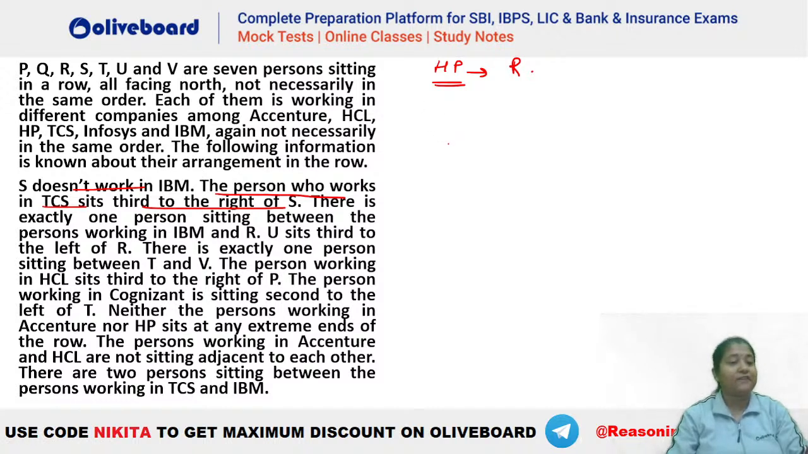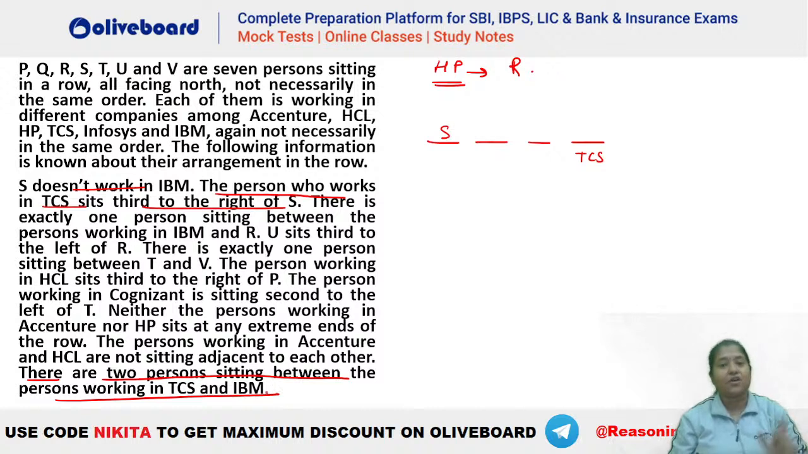Let's say we have TCS working third to the right of S. So let's say this is S. 1, 2, 3. This is your TCS. Now if you try to find what is the common pointer, we have S or TCS. Do we have any other information regarding S or TCS? You can see in the last line, it says there are two persons sitting between the persons working in TCS and IBM. So there should be two persons between TCS and IBM.